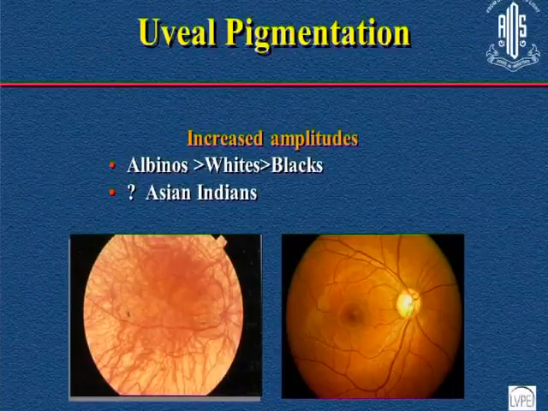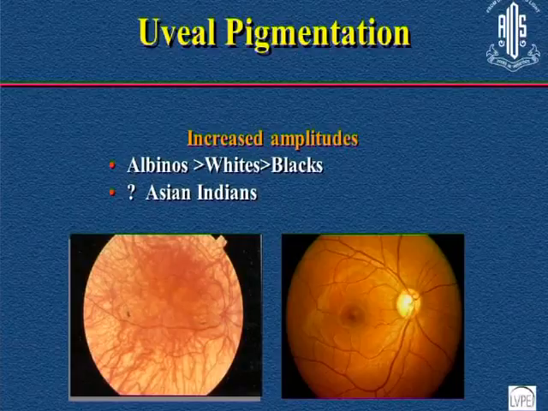Then uveal pigmentation. This is something people don't realize: depending on whether you are testing a South Indian patient or a North Indian patient, or an albino patient, there will be a difference. There is not too much data on Asian Indians, but there is data that albinos have very large amplitudes compared to Caucasians, and blacks have lower amplitudes. So we expect that the Asian Indian population should have something in between the whites and the blacks, but there is no good comparative data on how it changes.